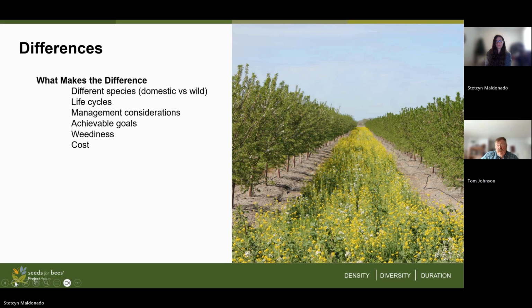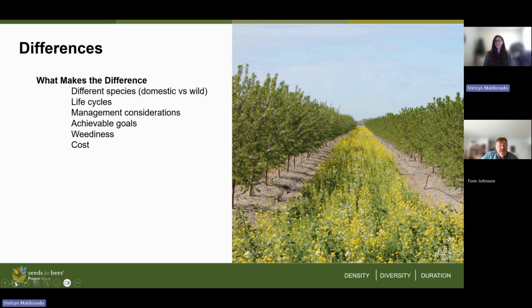Weediness. Resident vegetation is kind of by definition weeds. But on the other hand, a planted cover crop can become a weedy issue or act like a weed and do things you don't want it to do. And of course, the driving force on a lot of things is the cost. If you're going to plant a cover crop, you're going to have to buy it, plant it, and then do some extra management potentially.